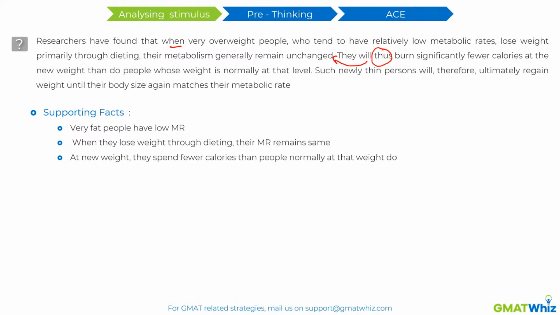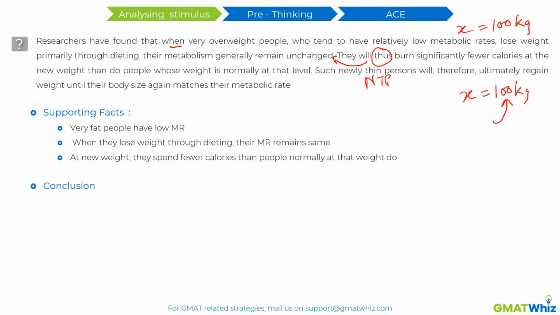Okay. Such newly thin people, so I'm going to call them NTP, newly thin people, will therefore ultimately regain weight. Okay, so they'll become fat again until their body size again matches their metabolic rate. What does this mean? So let's say their metabolic rate was X, and this was when they were 100 kilos, right? Okay. Then they lose weight and they turn 60 kilos. So the conclusion is saying that after losing weight, they will again start gaining weight till their body size matches their metabolic rate. So what was the match point? X equals to 100. That means they will again gain back all the weight that they lost. All right.